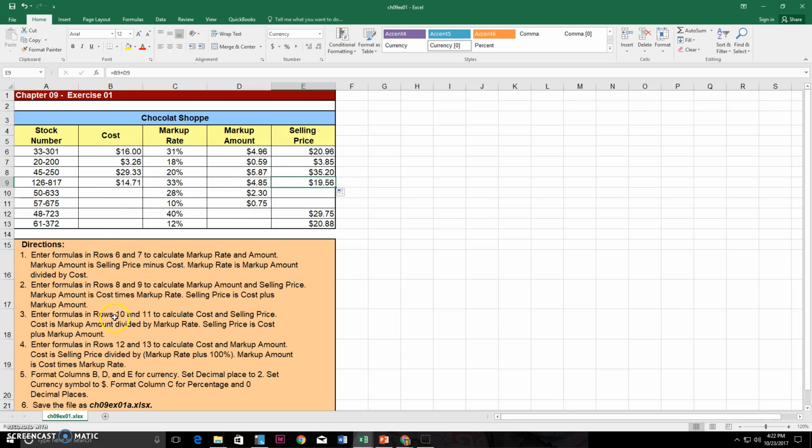Now, enter formulas in rows 10 and 11 to calculate cost and selling price. Cost is markup amount divided by markup rate, so always equals markup amount divided by markup rate. Okay, so 821. Then obviously the selling price is the same thing. Selling price is cost plus markup amount, so equals cost B10 plus markup amount D10, and it's 1051.